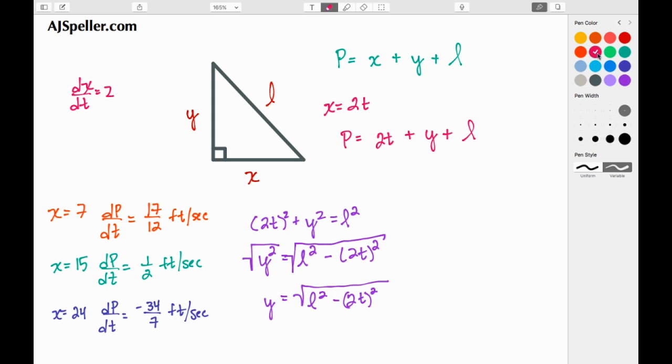So when I come back to P, I can rewrite P as 2t plus the square root of L squared minus (2t) squared, plus L. Now I have this in a form where I can substitute some of these variables and constants for the sliders that we're using. Let's label those. We know that 2 here is dx/dt, so I'm going to change that to dx/dt for that slider. The t here is for time, and I also have a t here as well for time. Then I've got a couple of L's here.